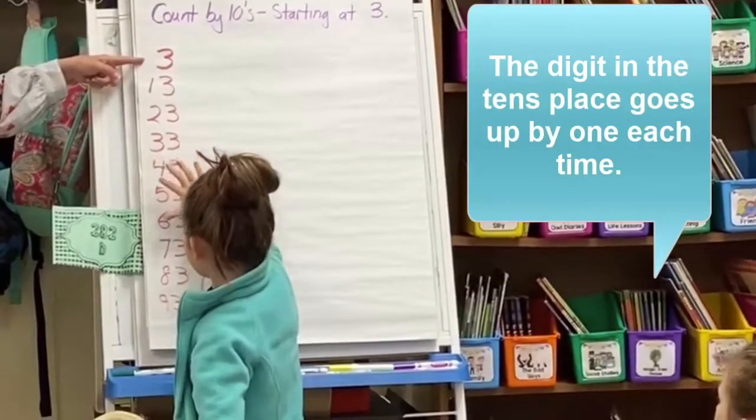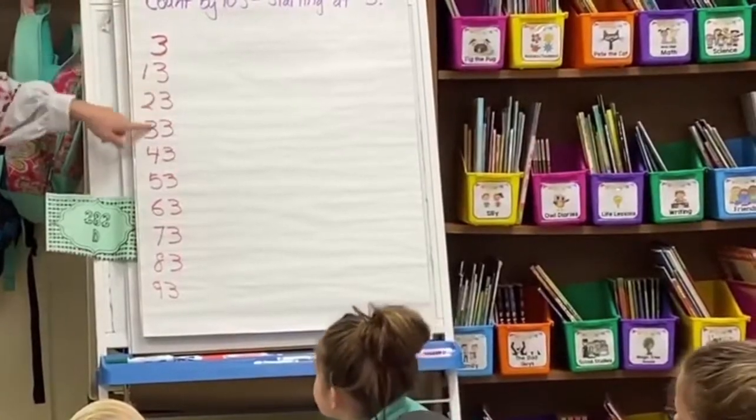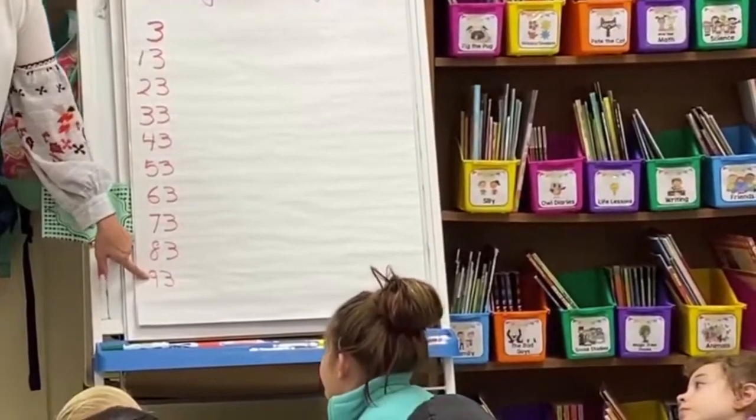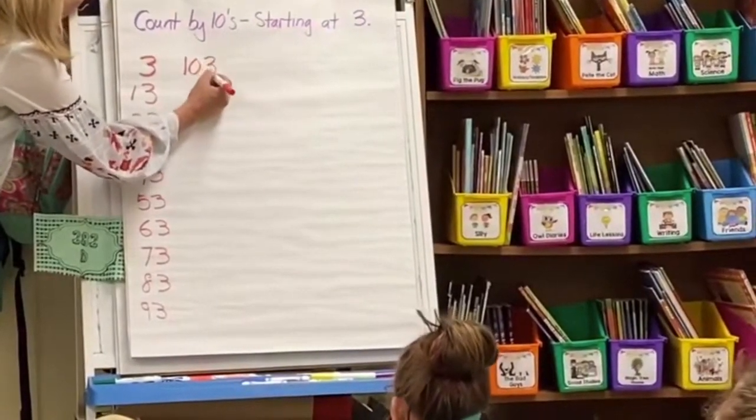1, 2, 3, 4, 5, 6. So the tens are going up by one group of 10 each time. So what comes after 93? 103. 113.